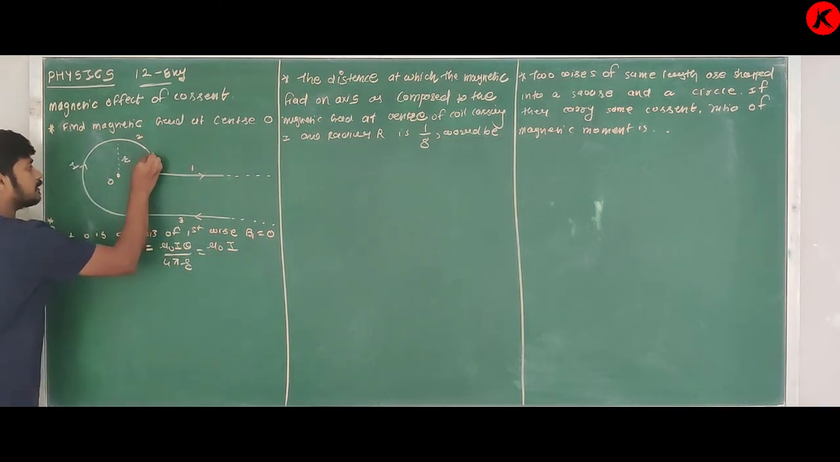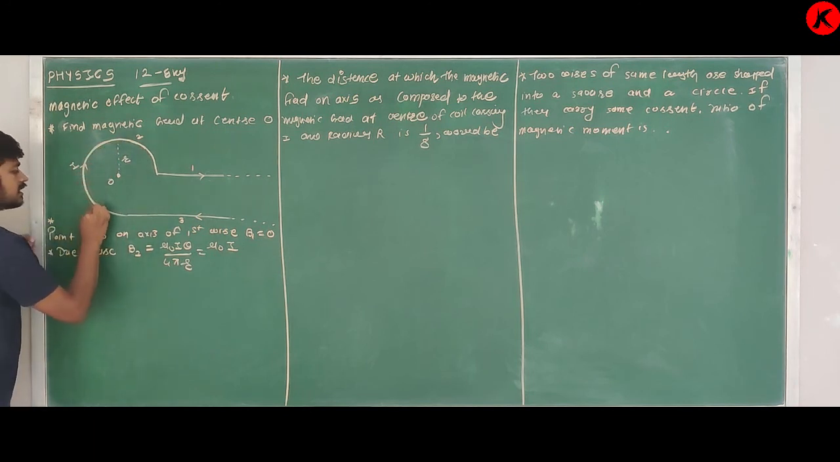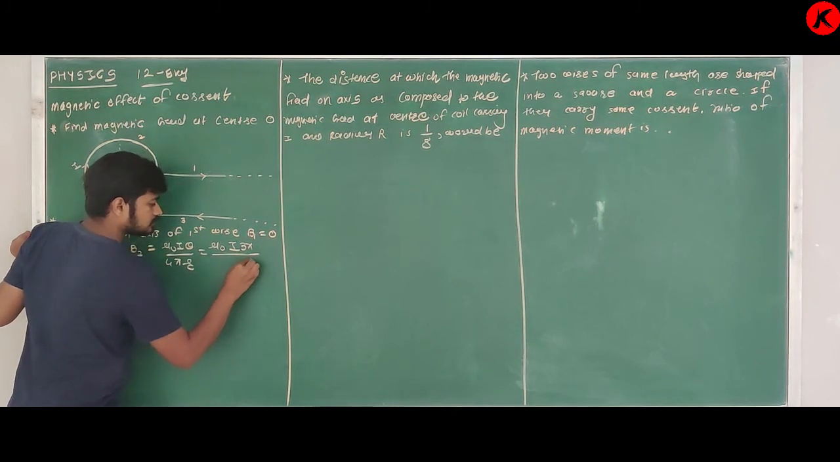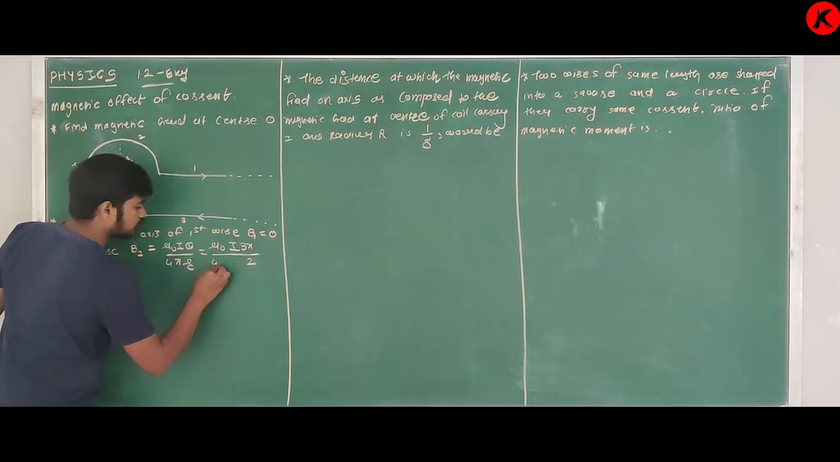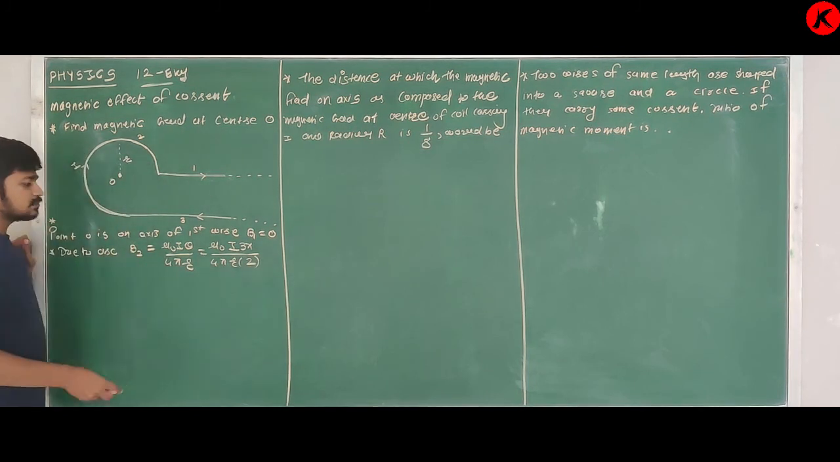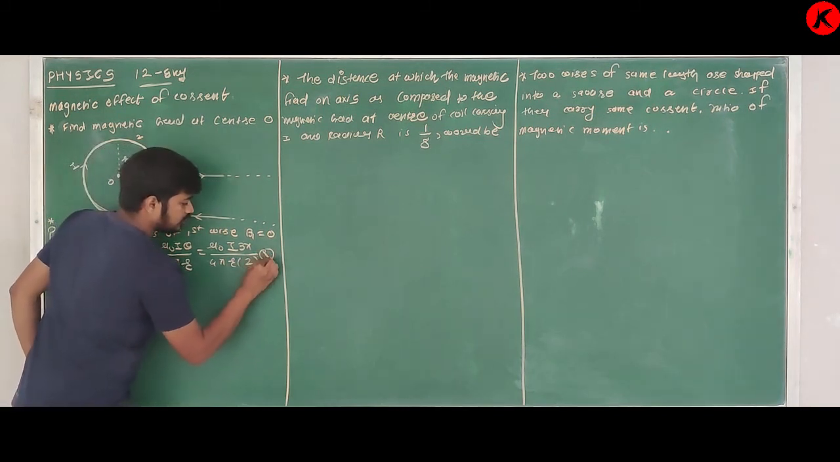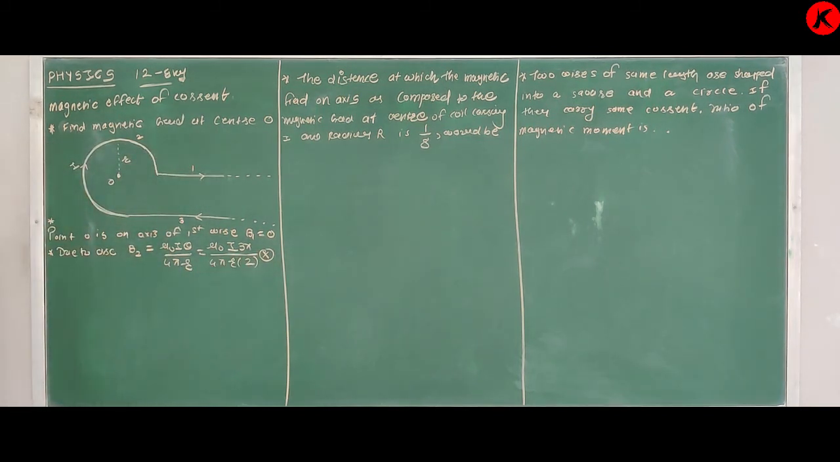So what is this angle? This angle is 3 pi by 2, and in the denominator it is 4 pi r. Simple. What is the direction? How do we find the direction? See, current is going in this direction, so wrap the fingers of the right hand in this direction. The thumb is perpendicular to the plane, going inside. Inside means it is cross. So this is the magnetic field due to this arc.